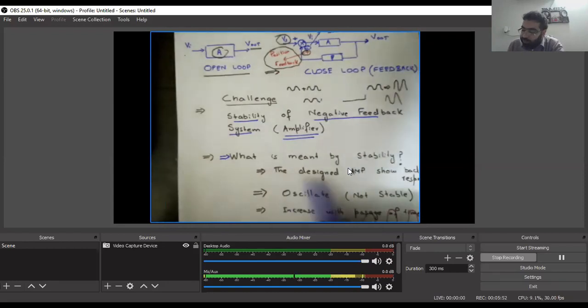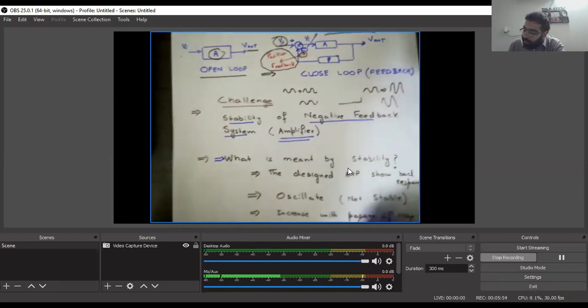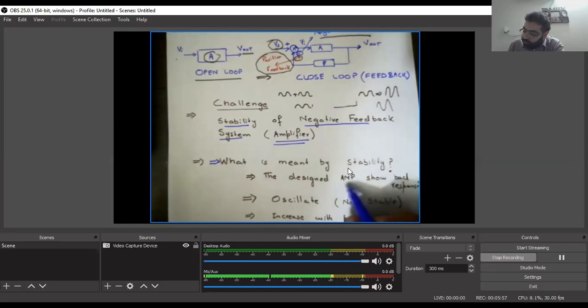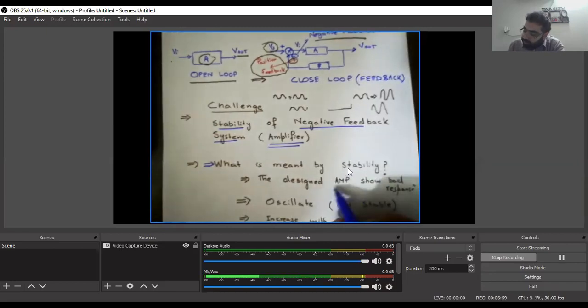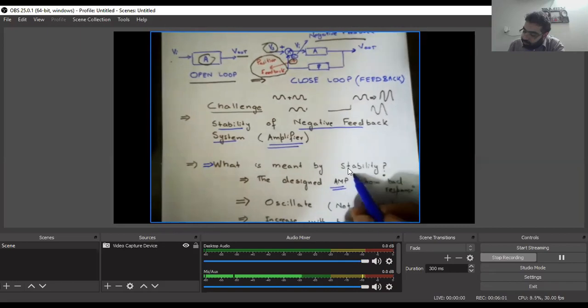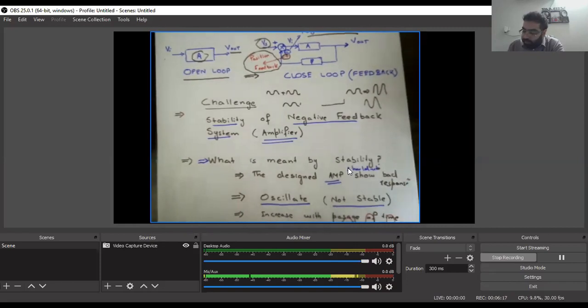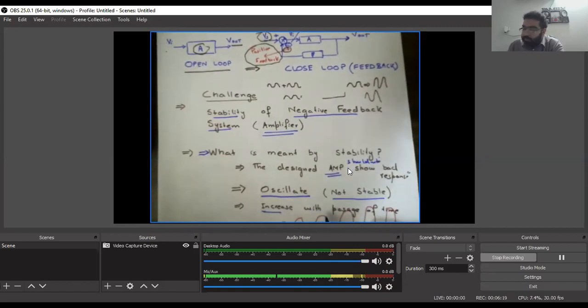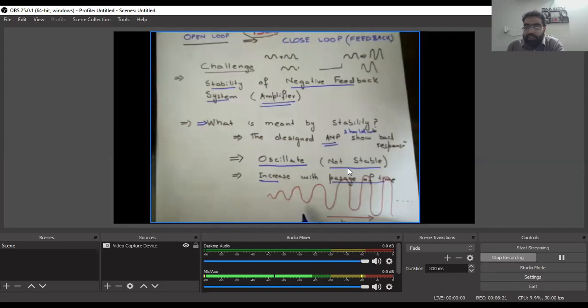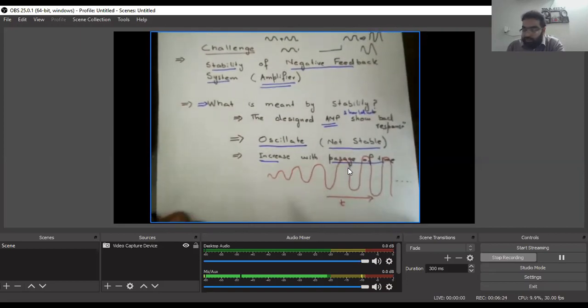The design amplifier should not show a bad response. Bad response means it shouldn't be unstable or even marginally stable. So that's what we are going to talk about, the marginally stable thing. But the one thing we know, it shouldn't oscillate, meaning it shouldn't be unstable, or it shouldn't increase with the passage of time, as can be seen here in the red figure.